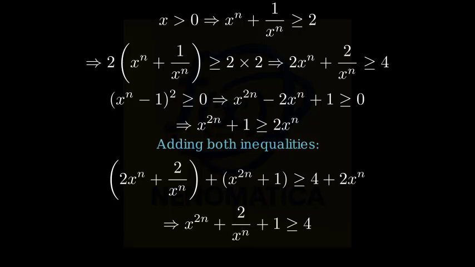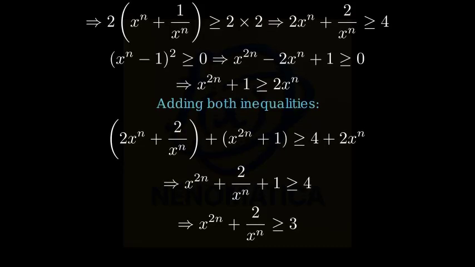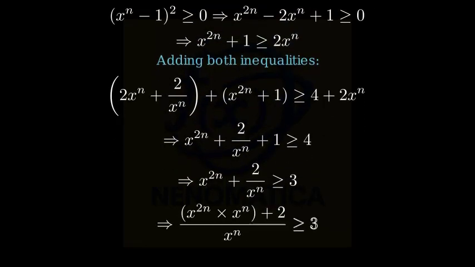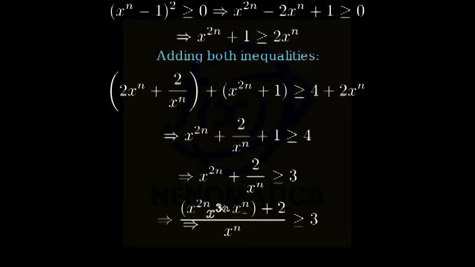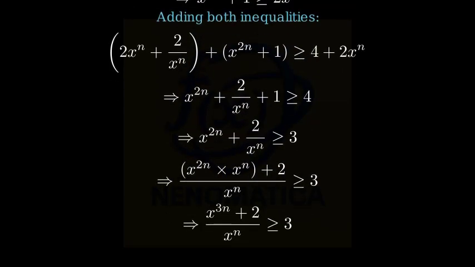We can further simplify by subtracting 1 from both sides. This gives us x to the power of 2n plus 2 over x to the power of n is greater than or equal to 3. Now, let's rewrite x to the power of 2n as x to the power of n times x to the power of n. So we have x to the power of n times x to the power of n plus 2 all over x to the power of n is greater than or equal to 3. This simplifies to x to the power of 3n plus 2 all over x to the power of n is greater than or equal to 3.